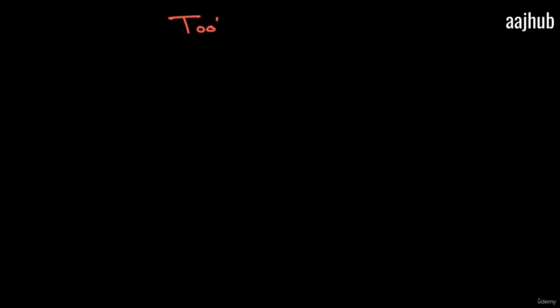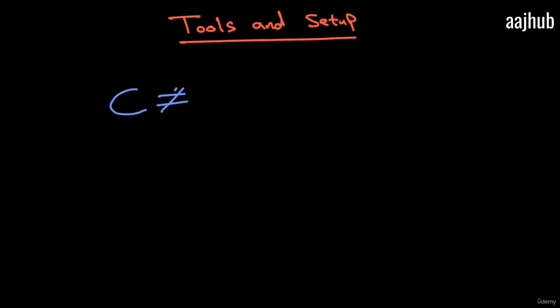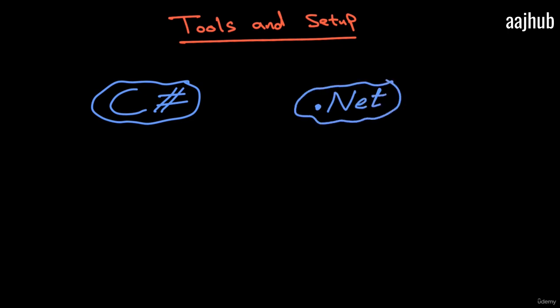In this lesson we will talk about the tools we need to code with the C Sharp programming language. The first tool we need in this course is the C Sharp language itself. We need to download and install it locally on our device. The second tool we need to download and install in this course is the .NET Framework, because the C Sharp programming language runs on the .NET Framework.